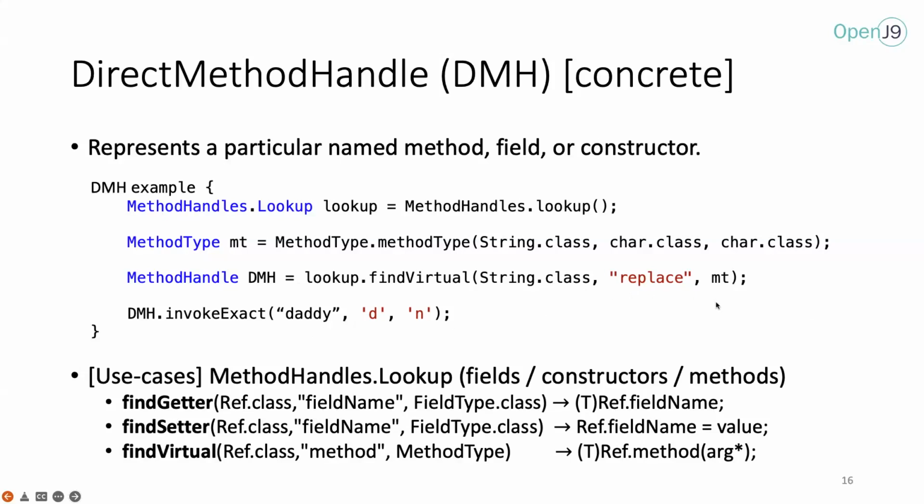There are other APIs that we could use if we wanted to find a getter or a setter for a particular field, for example. And so a direct method handle is just a simple representation of any method, field, or constructor.